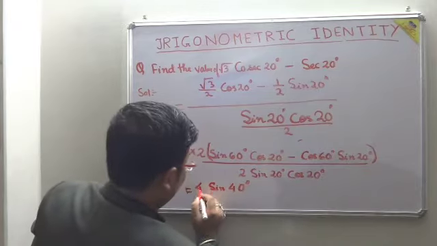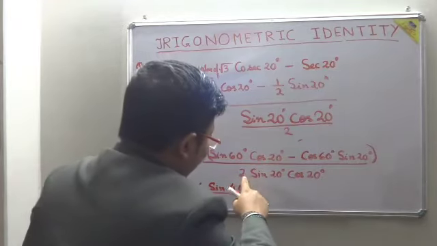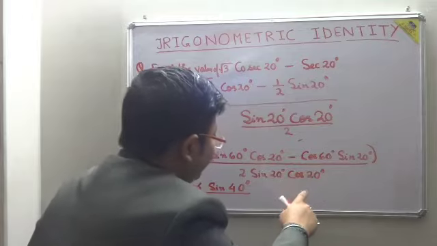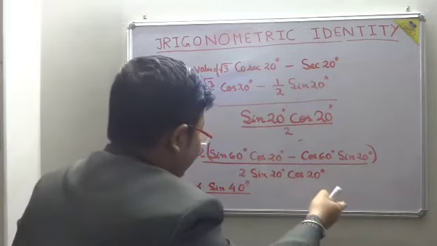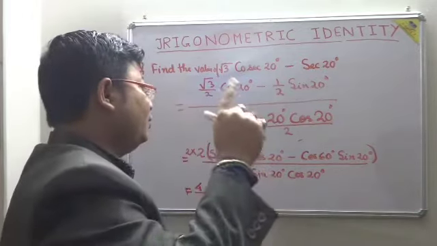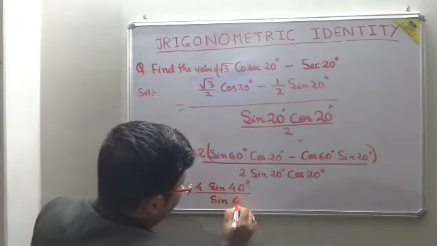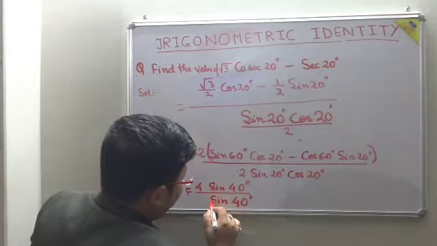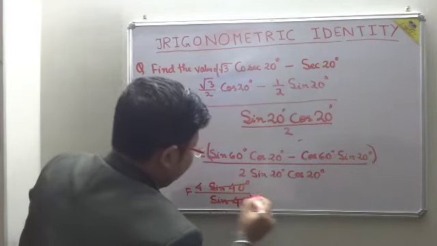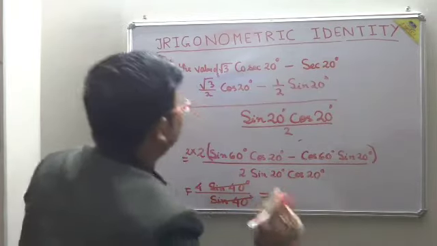Directly I am writing it out. We can use this formula: 2 sin A cos A is sin twice A, so sin 2 into 20 means sin 40 degree. I will go through it once more. I can directly cut this one, so the answer will come out as 4. But I will explain it to you.